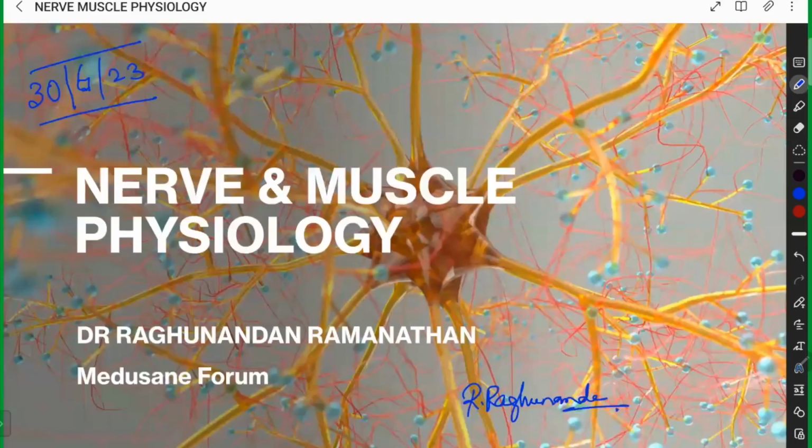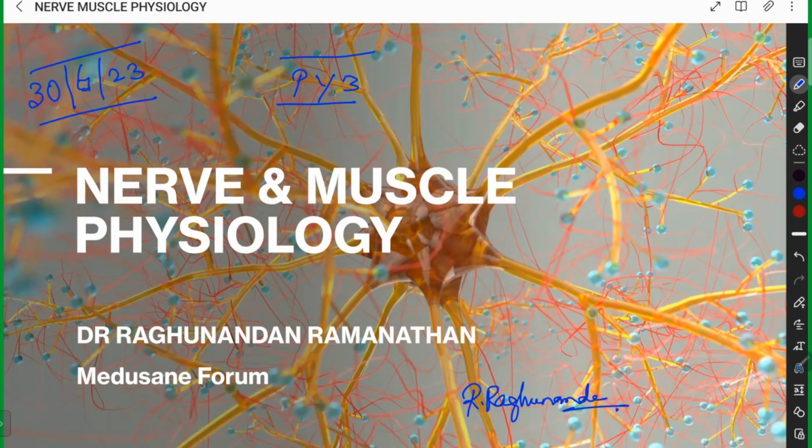So let's begin with this third competency, that is your nerve muscle physiology. When I talk about nerve muscle physiology, it is a wholesome process, because for a muscle to act, you need the nerve conduction, you need a signal for the muscle, you need excitation to the muscle to contract it. So what is the basis? How does this entire process occur? We are going to start with the muscle followed by the nerve.